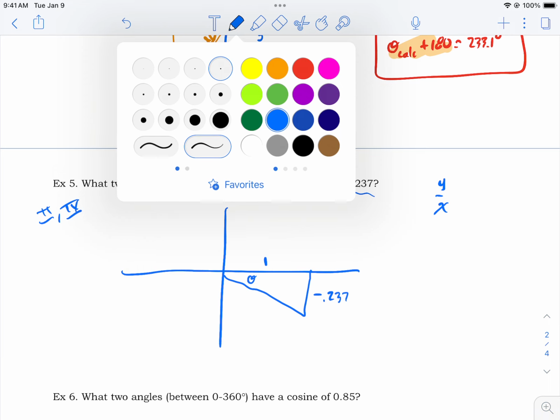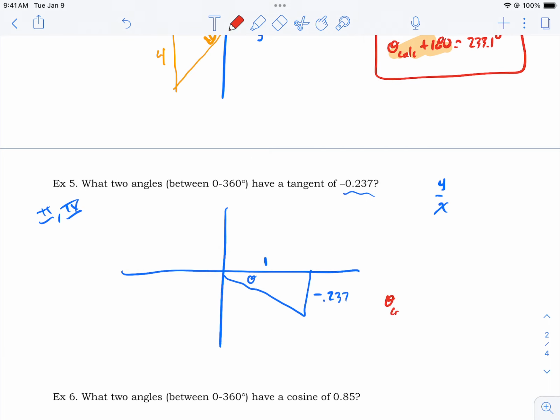So let's ask the calculator, hey, what do you think it is? Theta calculator is, so I go shift, tangent, negative 0.237, boom, and the calculator is telling me negative something like 13.3 degrees. Okay, so this would be negative, it's negative because it's down, right? But that would be 13.3 degrees. Well, where's the other angle? Well, once more, you would basically pull a 180, right? Oh, I'm trying to make this look like it's all one big straight line like this.